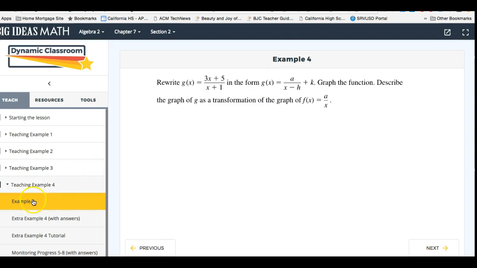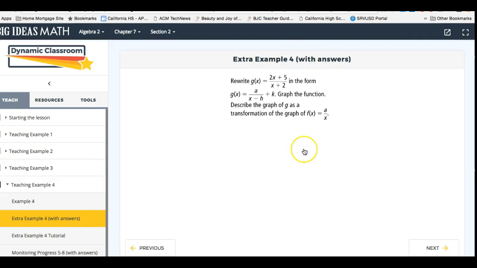As practice, I want you to rewrite g, which is 2x plus 5 over x plus 2, in the form a over x minus h plus k, and then tell me what the transformation was as you compare it to a over x. Tell me, how did it translate? Answer these all in the same box. You're going to have your new function in this form, and then you're going to describe the transformations from the parent function a over x.